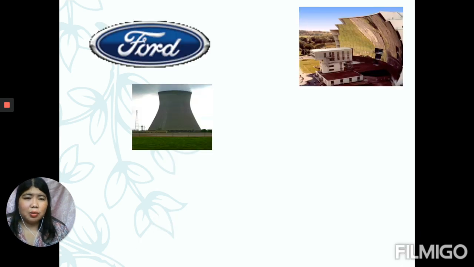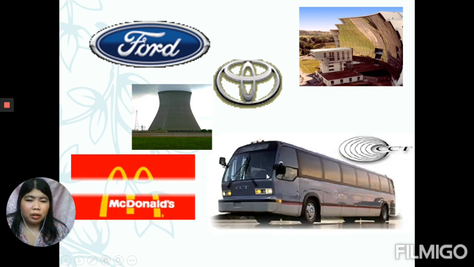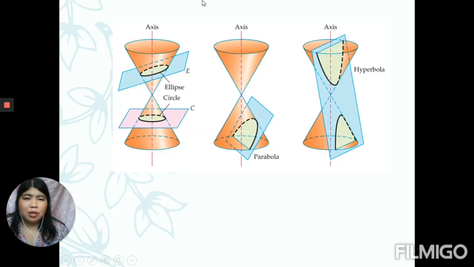Maraming object na nakikita natin sa pang-araw-araw natin na conic section. Like this one, yung mga logos, and some buildings, ganun din. Mamaya malalaman natin kung anong klaseng conic section ba ito. Yan, and the famous McDonald. Anong conic section kaya yan? So, ito yung ating conic section.